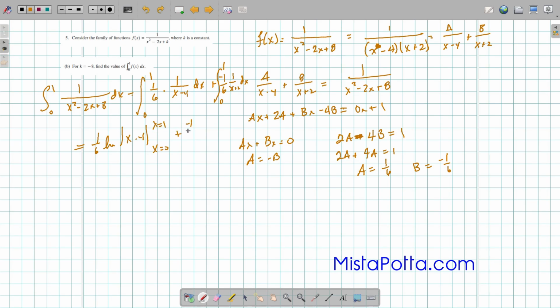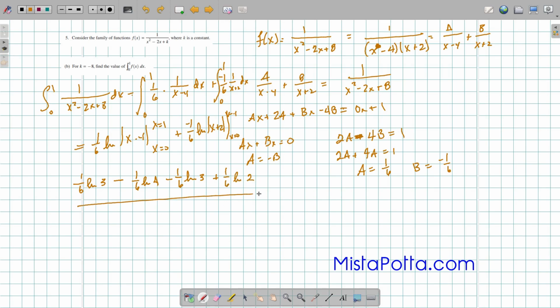And this is going to be negative 1/6 times the natural log of x plus 2, which I'm evaluating from x equals 0 to x equals 1. So substituting, 1 minus 4 is 3. This is the absolute value of negative 3, so I'm going to have 1/6 natural log of 3, minus, substituting a 0, 1/6 natural log of 4. Over here, this is going to be minus 1/6 natural log of 1 plus 2, which is 3. And then substituting 0, I'm going to have plus 1/6 natural log of 2.